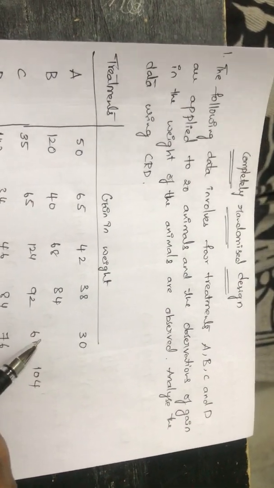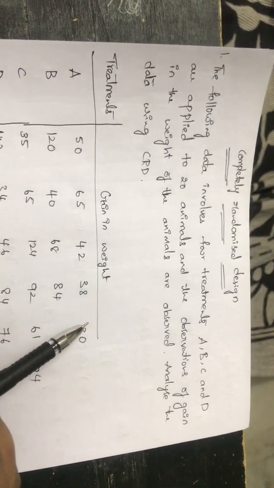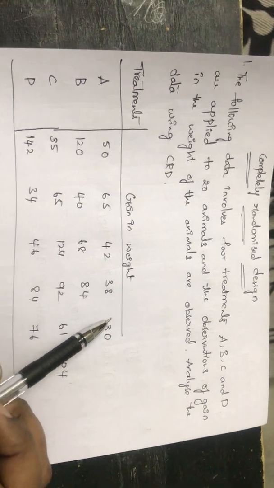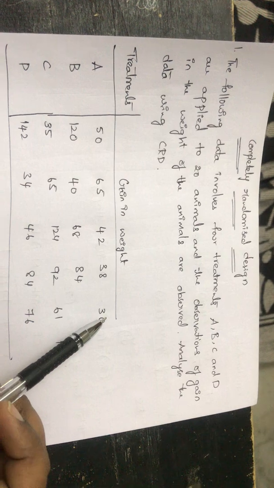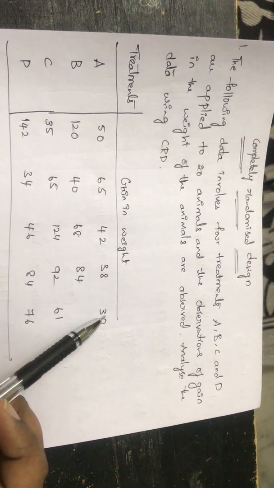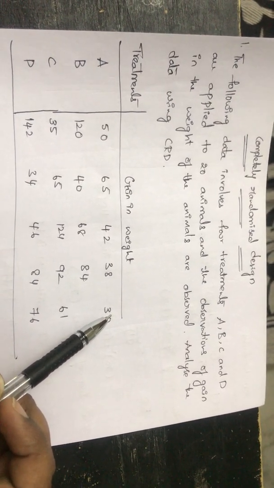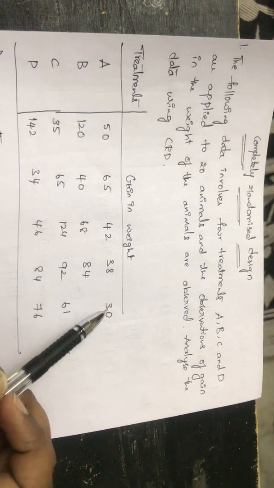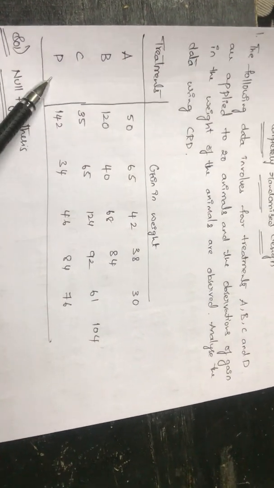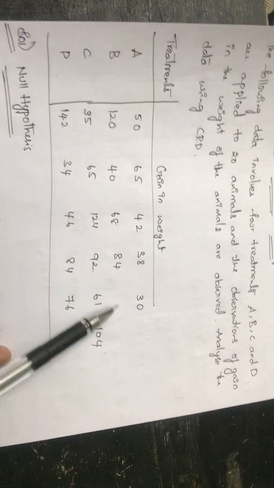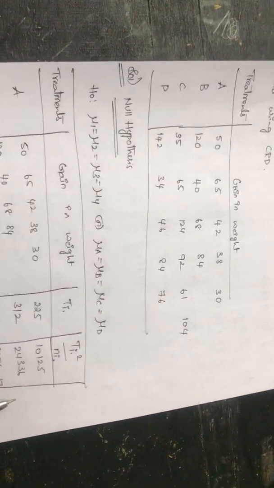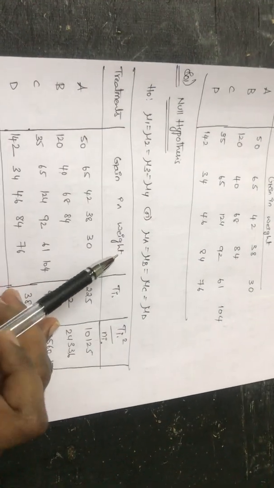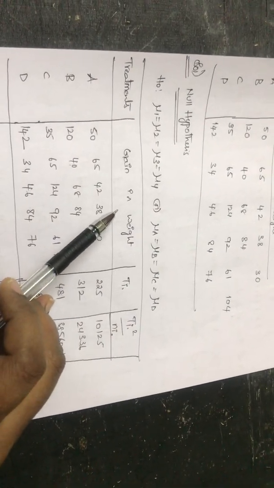Now I am going to explain a completely randomized design problem. Here is one problem. The following data involves 4 treatments A, B, C, D applied to 20 animals, and the observations of gain in the weight of animals are recorded. Analyze the data using CRD. Treatments A, B, C, D and their weight gains are given, with unequal numbers of observations per treatment. So we have to perform a completely randomized design.